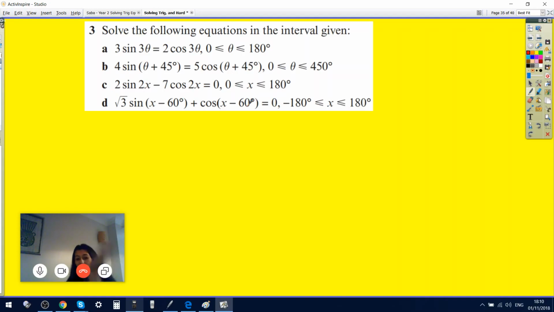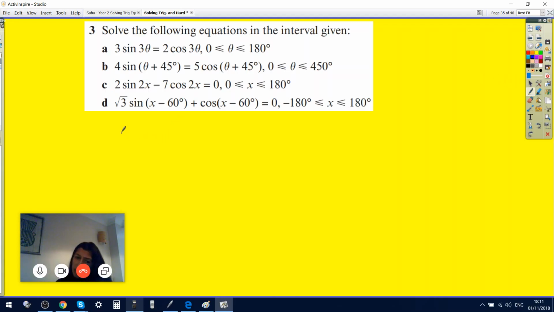Like what? Put cos onto the other side? No. We have both, a mixture of sine and cos. Like I want to divide, but then I don't want to divide. You could put cos onto the other side if you really wanted to. Go on, but what else could you do?